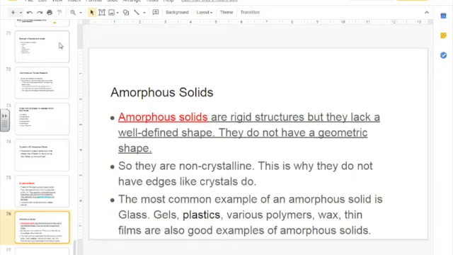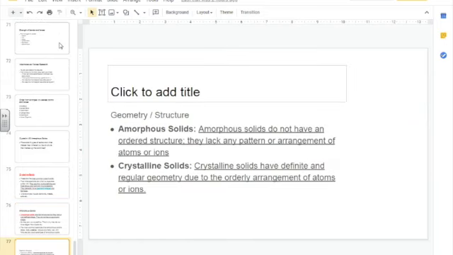The most common examples of amorphous solids are glasses, gels, plastics, polymers, wax. So things that have a more smooth surface instead of a rigid surface like crystalline solids. So geometry and structure, you need to know that amorphous solids do not have an ordered structure and they lack any pattern or arrangement, which is why they're a little bit smoother. They don't have the different faces or the different sides, whereas the crystalline solids do have definite and regular geometry due to the orderly arrangement of the atoms.